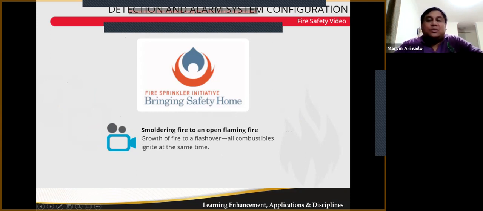The video you're going to see shows a fire starting as a smoldering fire and transitioning to an open flame fire. And this video will show the growth of the fire within a room and the transition of fire to something called flashover, which we discussed numerous times previously, where suddenly all combustibles in the space ignite at the same time.